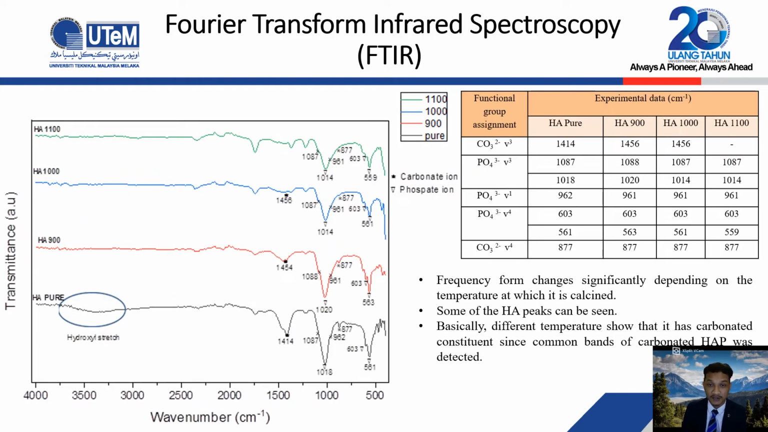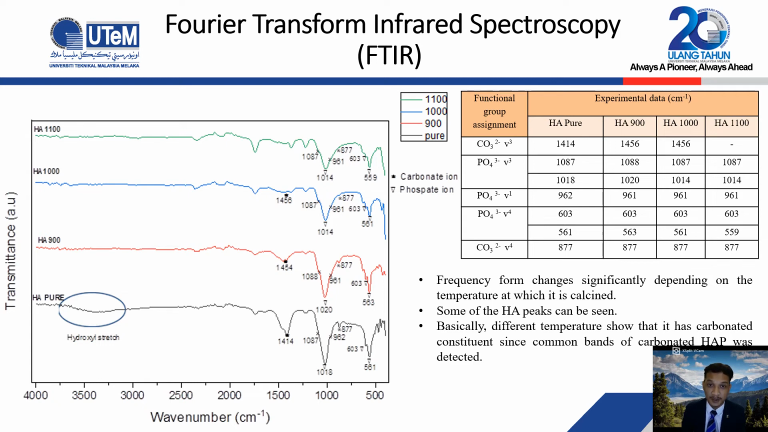Next, we move to the FTIR analysis. The figure shows the FTIR spectra of HA produced at various temperatures. From the analysis, there are functional bands present, which are carbonate, phosphate, and hydroxyl groups. The carbonate band presented corresponds with the phosphate band. There are 4 vibrational modes present in the phosphate ion. The phosphate ion modes in this experiment are V1, V2, V3, and V4.